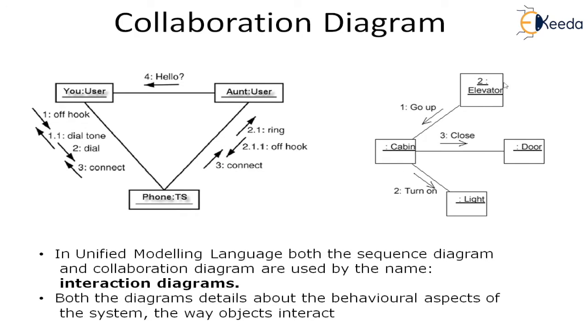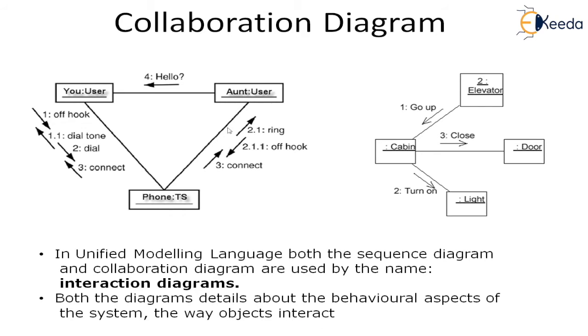Similarly here there is the elevator, door and light, and the cabin. So one, two, three messages are there: to go up, then turn on, and then close. In the Unified Modeling Language, both the sequence diagram and the collaboration diagram are called interaction diagrams, as we stated in a previous slide also. Under interaction diagrams there are two types of diagrams under UML, one is sequence, the other is collaboration. Both diagrams detail the behavioral aspect of the system, the way the objects are interacting.